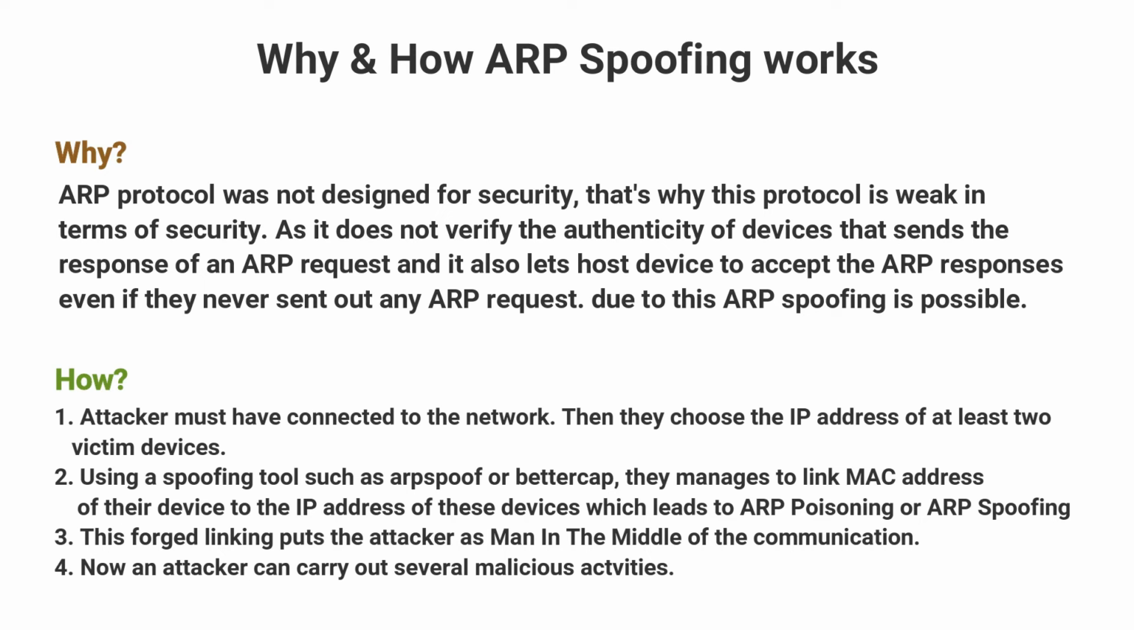Now how this works. The first thing is the attacker must have access to the network. Second, they determine the IP addresses of at least two victims' devices on the network. Using any ARP spoofing tool, they achieve ARP spoofing by mapping their MAC address with the victims' devices' IP addresses. This forged mapping puts the attacker device in the middle of the communication, and once this has been achieved, an attacker can do several malicious things.